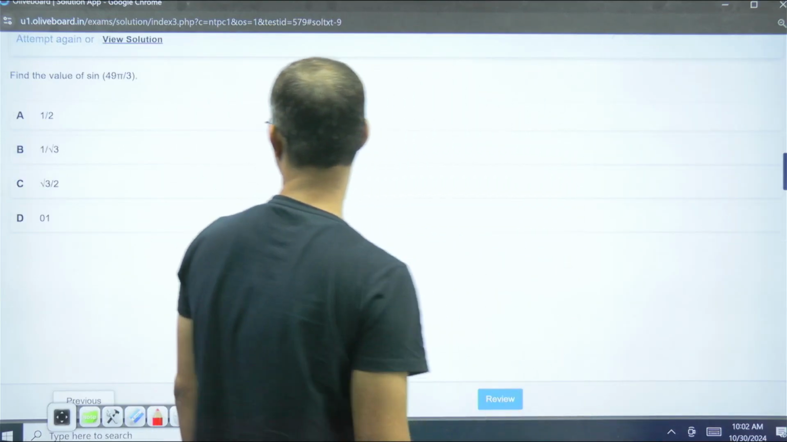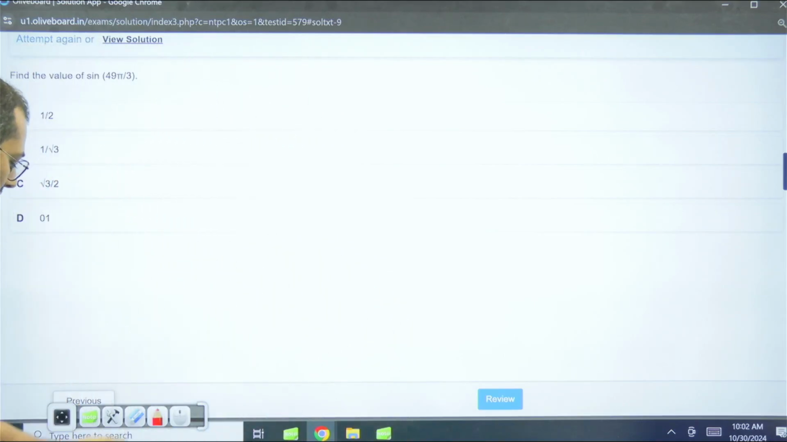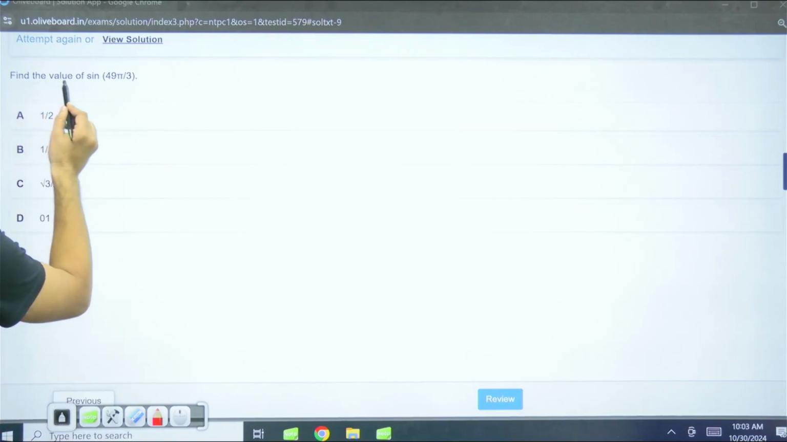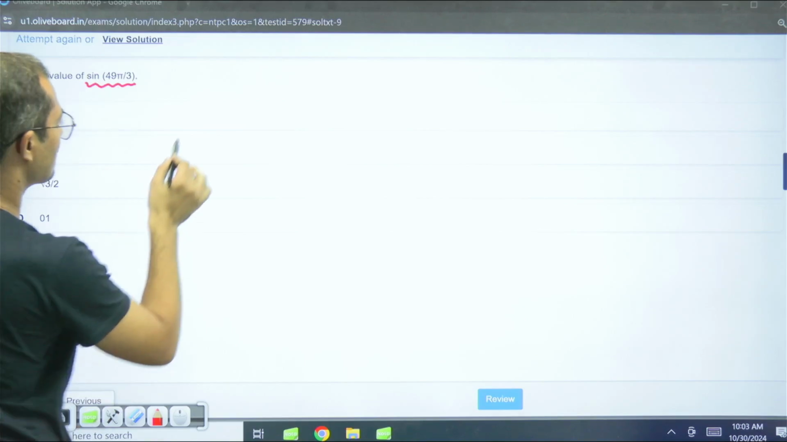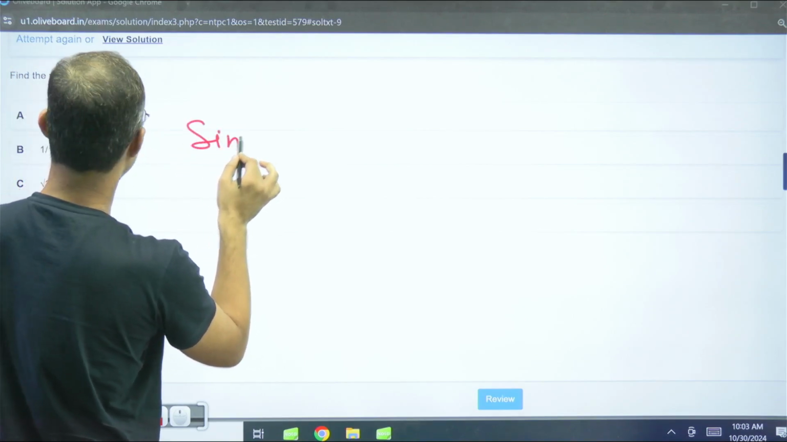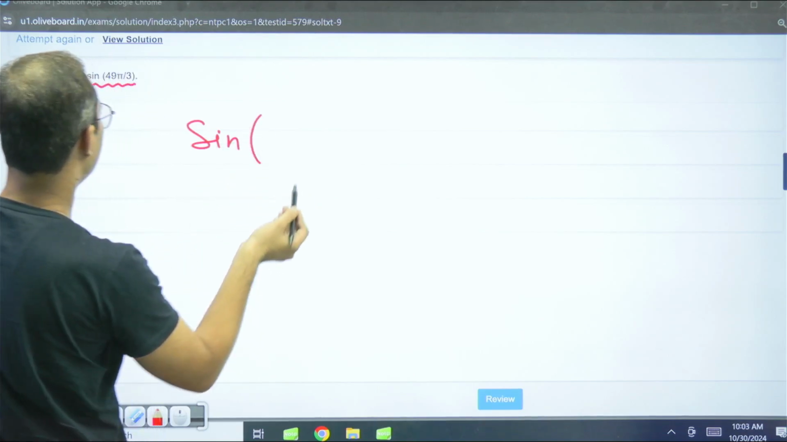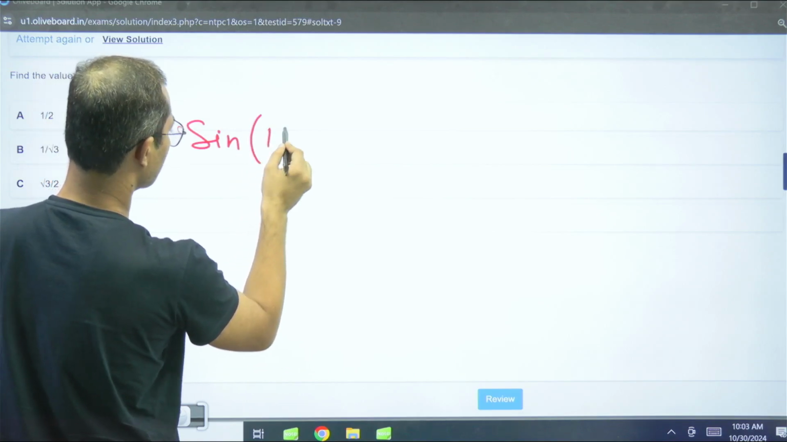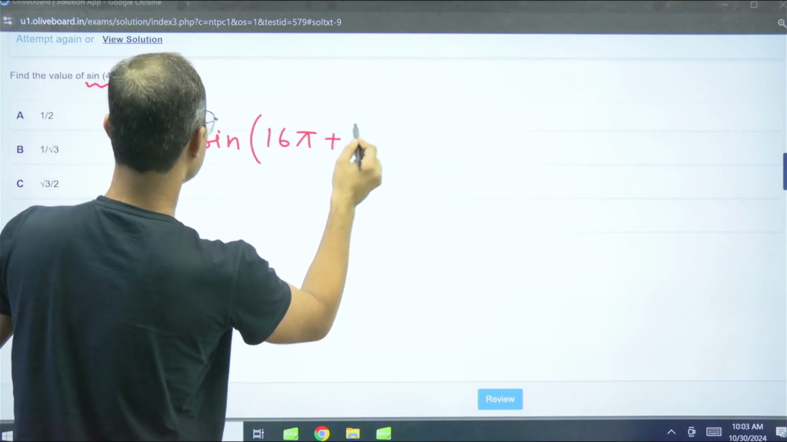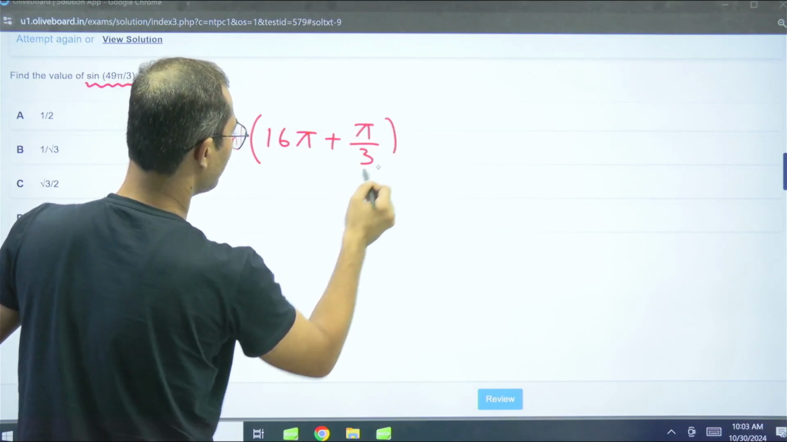Tell me what is the answer for this question. See, the question is saying find the value of sine 49 pi by 3, right? So we can write it sine 49 pi by 3, right? So we can say that 16 times 3 is 48. So 16 pi plus pi by 3, right? So we can break it, right?